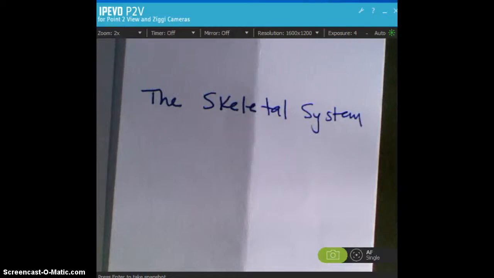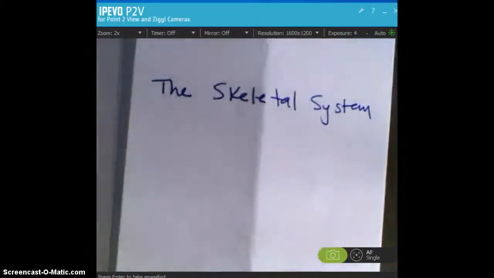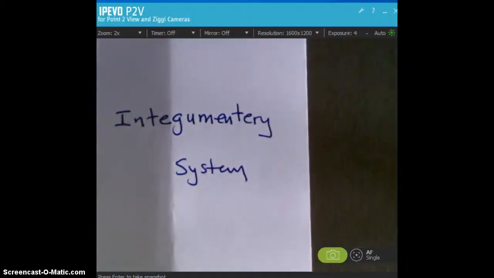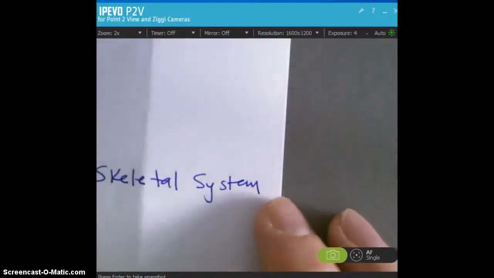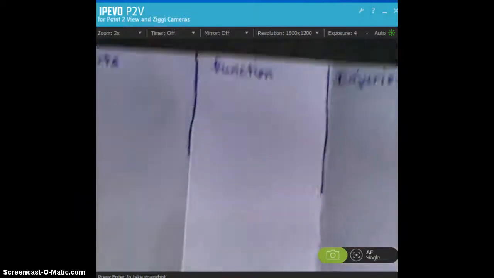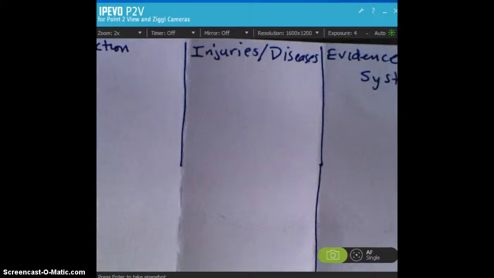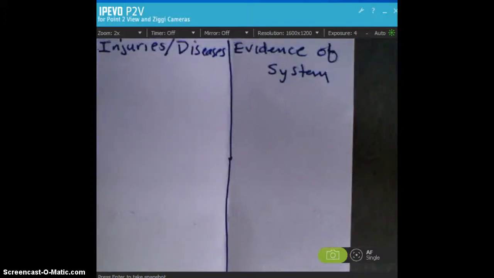Okay, here's another video to talk through how to fill out this foldable that we worked on in class yesterday. Remember, you have your outside flaps that talk through the sections that you'll be reading, so the skeletal system, muscular system, this other system. And on the inside, we have the 4 columns that we spent time on with the parts, the function, injuries and disease, and then evidence of a system.